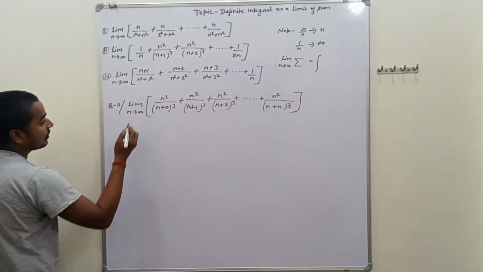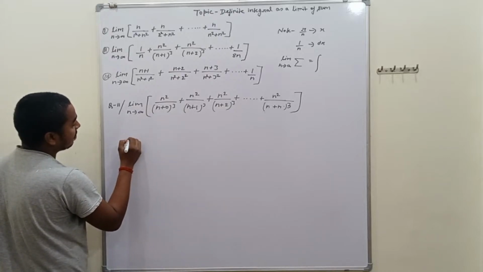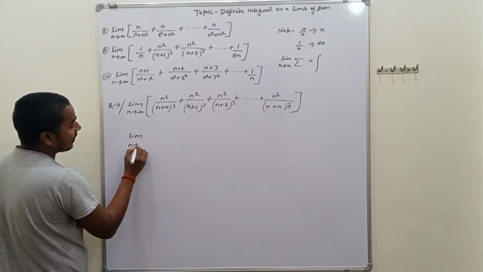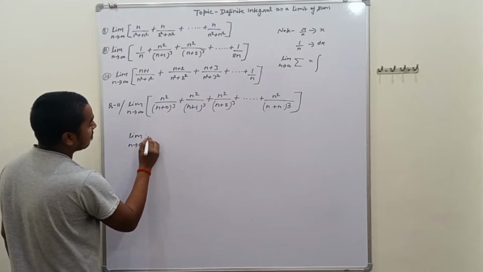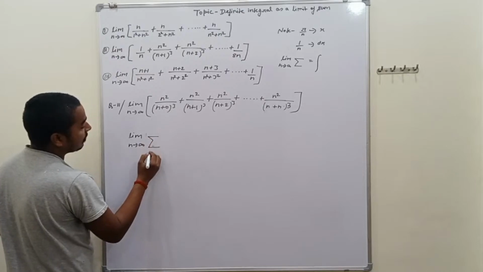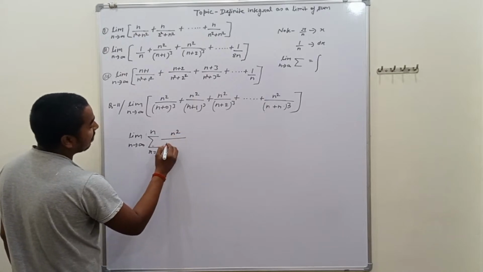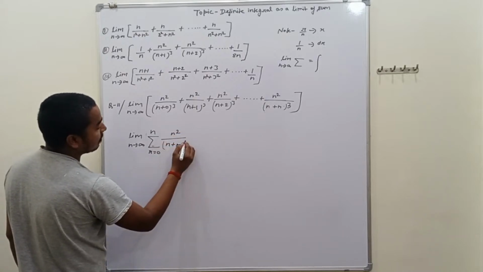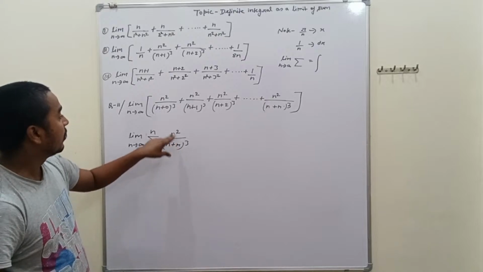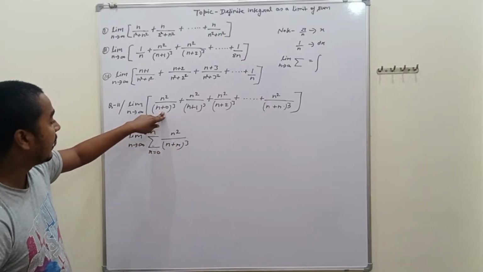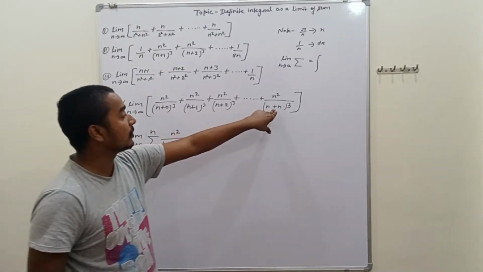Further, we have to solve, taking summation of the given series, that is limit of n tends to infinity and summation of r from 0 to n, n square upon n plus r cube. Further, in place of r we put 0, we get the first series, and then we put r equal to 1, we get the second, and further we proceed, we put n, we get the last series.